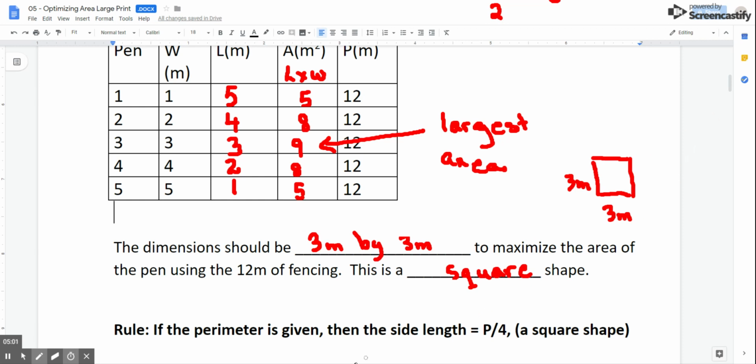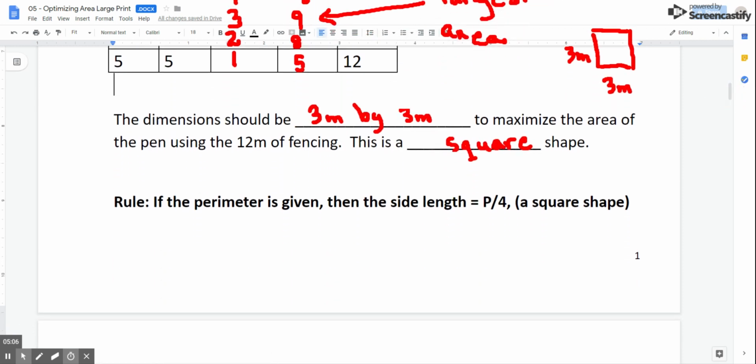Now, generally, the rule is if the perimeter is given and you want the best possible area for a rectangle, you should get a square shape. And your length and your width would be equal, which should be the perimeter divided by 4. And this is if you're doing a multiple choice question. You get a perimeter and they ask you what dimensions will give you the best area. You just divide the perimeter by 4.